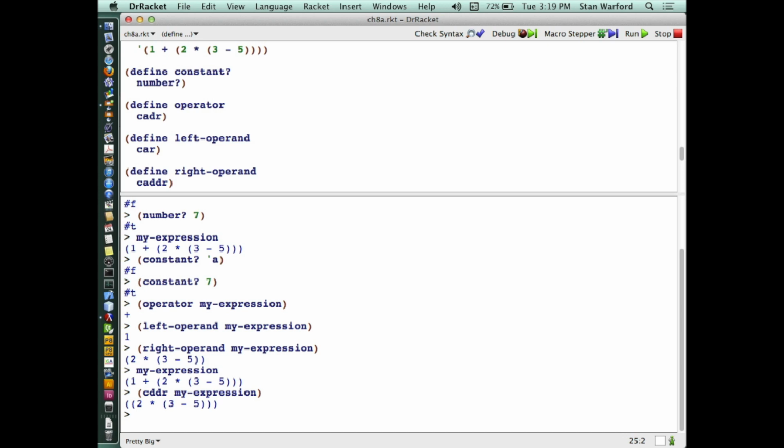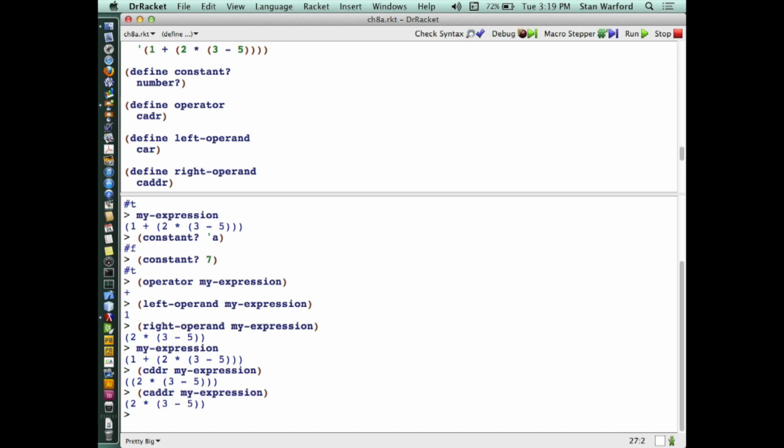So to extract just that, what do we need? We need the CADDR of my expression to get just that. Is everybody good? It's the car of the cooter of the cooter. There is a CDDR, but that's not what we want to get the right operand.